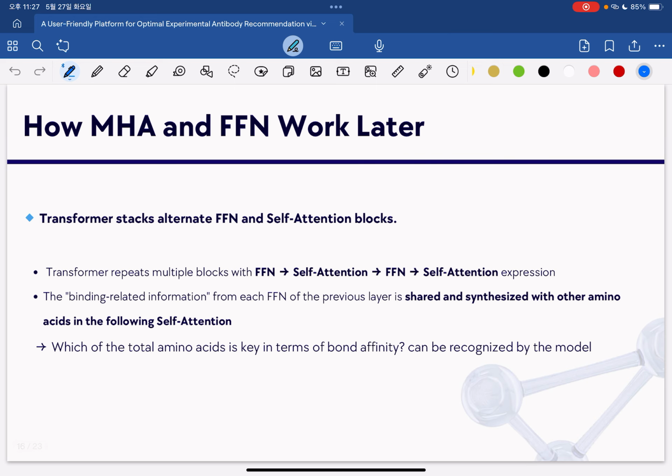The transformer architecture repeatedly stacks FFN and MHA layers. With each repetition, the model progressively refines the meaning of the embedding vectors. This iterative process allows the model to effectively learn representations that answer the key question: does this sequence have the potential to bind to HER2 protein?